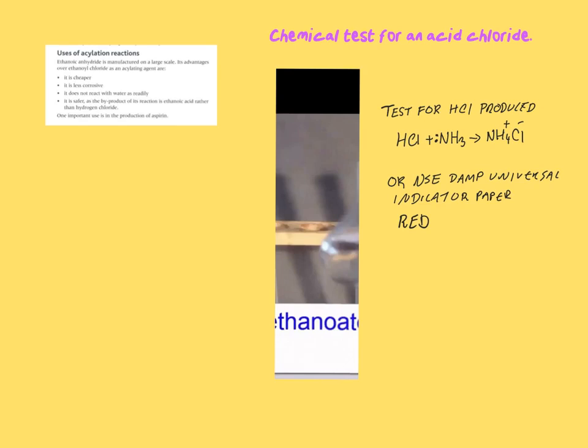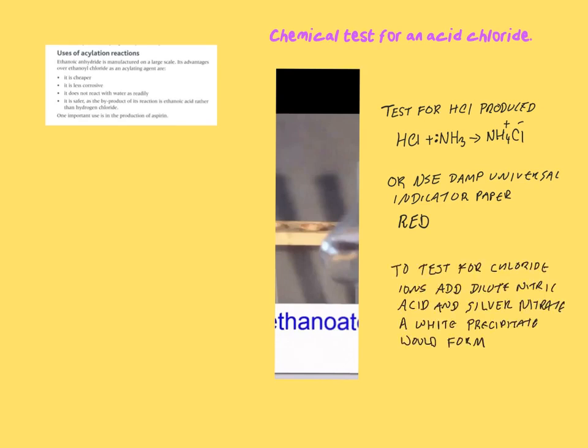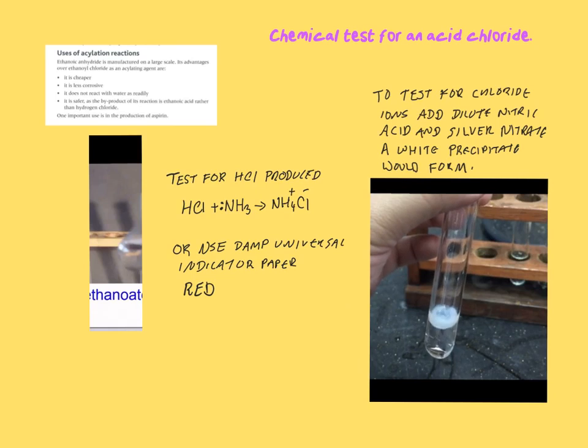How could you tell there were chloride ions present? Well done. You can remember from your group 7. To test for chloride ions, you simply add some dilute nitric acid to get rid of unwanted carbonates, and then add silver nitrate solution, and a white precipitate would form. You will see that a white precipitate forms immediately.